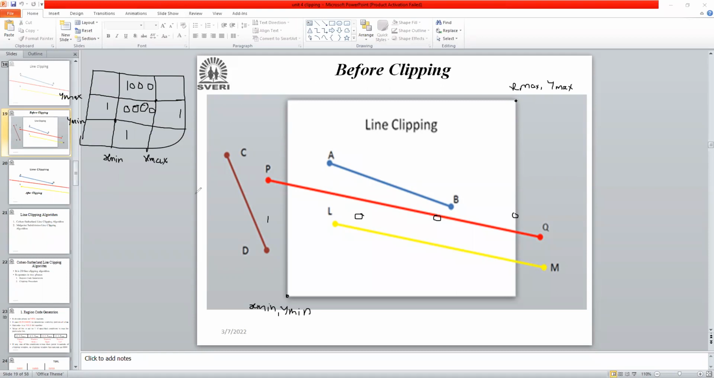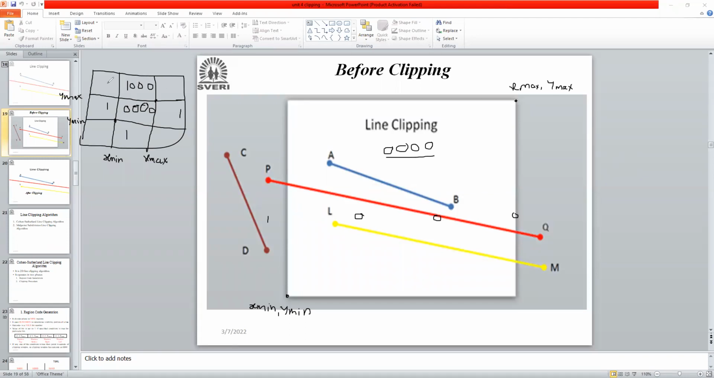So now this complete whole plane, I'm going to divide into 9 regions. Out of that, this white portion has the code 0000. That means our clipping window has code 0000, and it is in the center. Now all of you are understanding? This clipping window is present at the center, and it is surrounded by 8 regions.